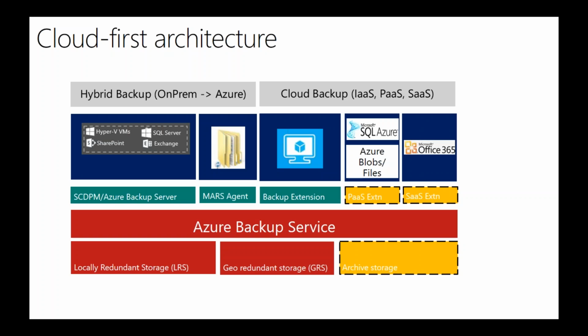As well as SQL Azure, Azure Blobs and Files, that's more of a PaaS, a platform as a service type of services on Azure. Those can be backed up as well with PaaS extensions. And then I believe it's something that's coming soon, and it might even be in preview right now, for Microsoft Office 365. We'll be seeing some extension from a SaaS perspective to be able to back up those SaaS services directly using Azure Backup. So this gives you an idea there. For the underlying storage, you have options between locally redundant storage, geo-redundant storage, and archive storage is coming as well.